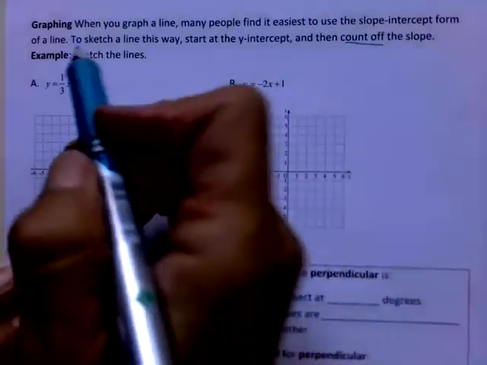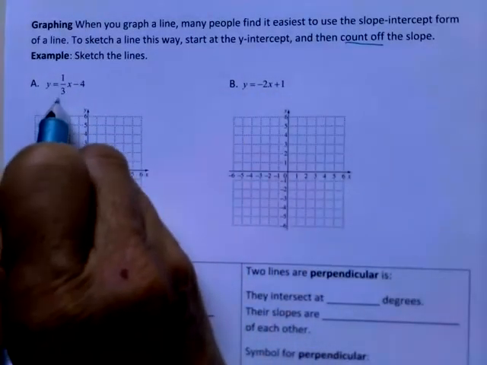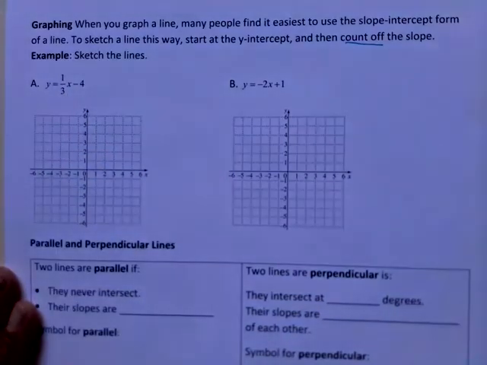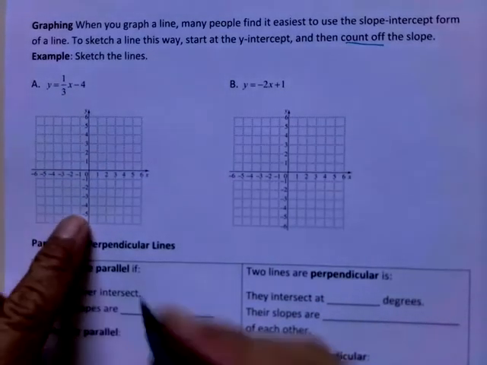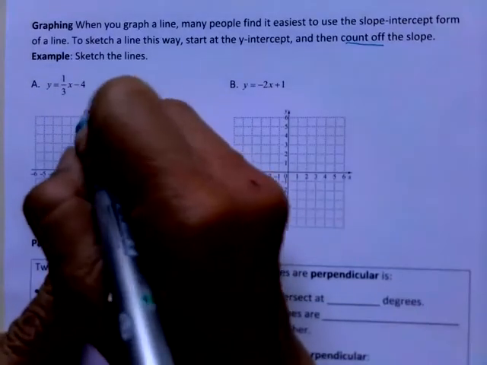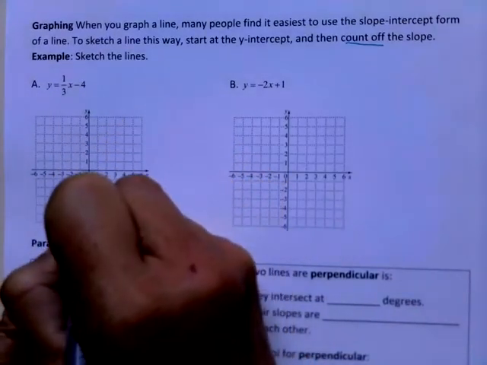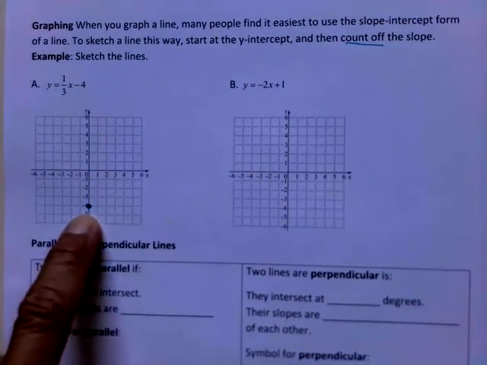So here's our first one. Y equals 1/3 x minus 4. So we're going to start at the negative 4. So it's the y-intercept, so we go on the y-axis to negative 4. There's that point, (0, negative 4).